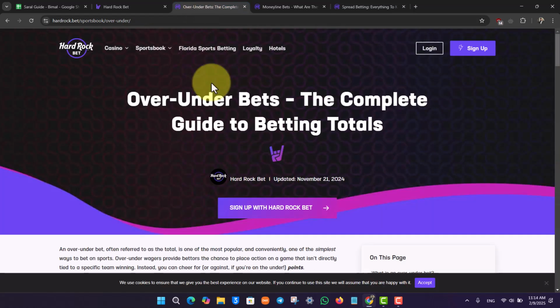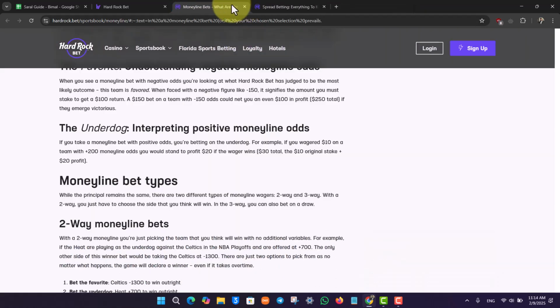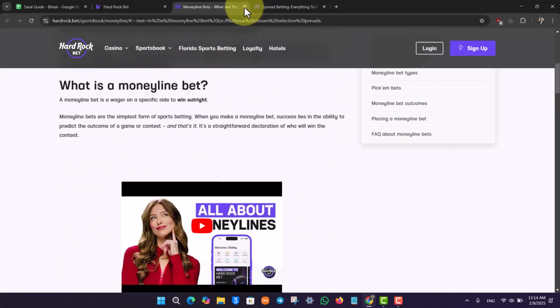These are some of the overview of the over-under total bet, the moneyline bet, and the spread bet.